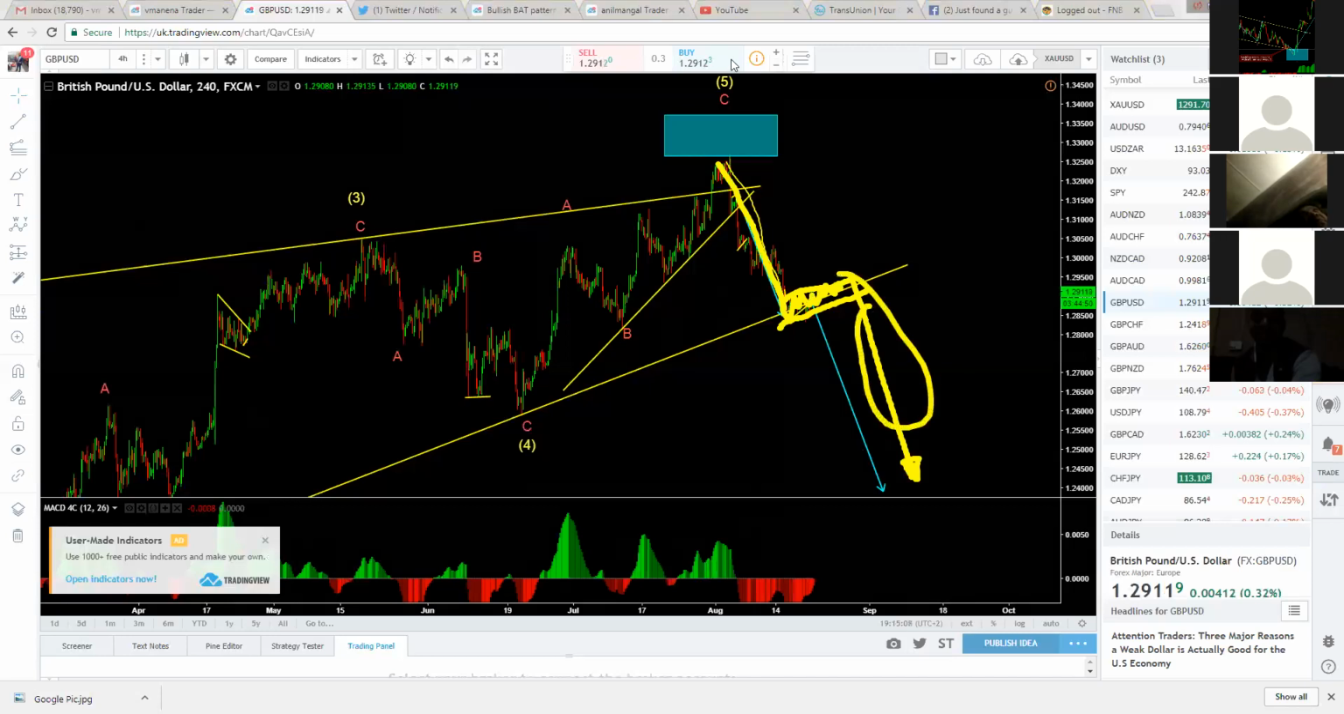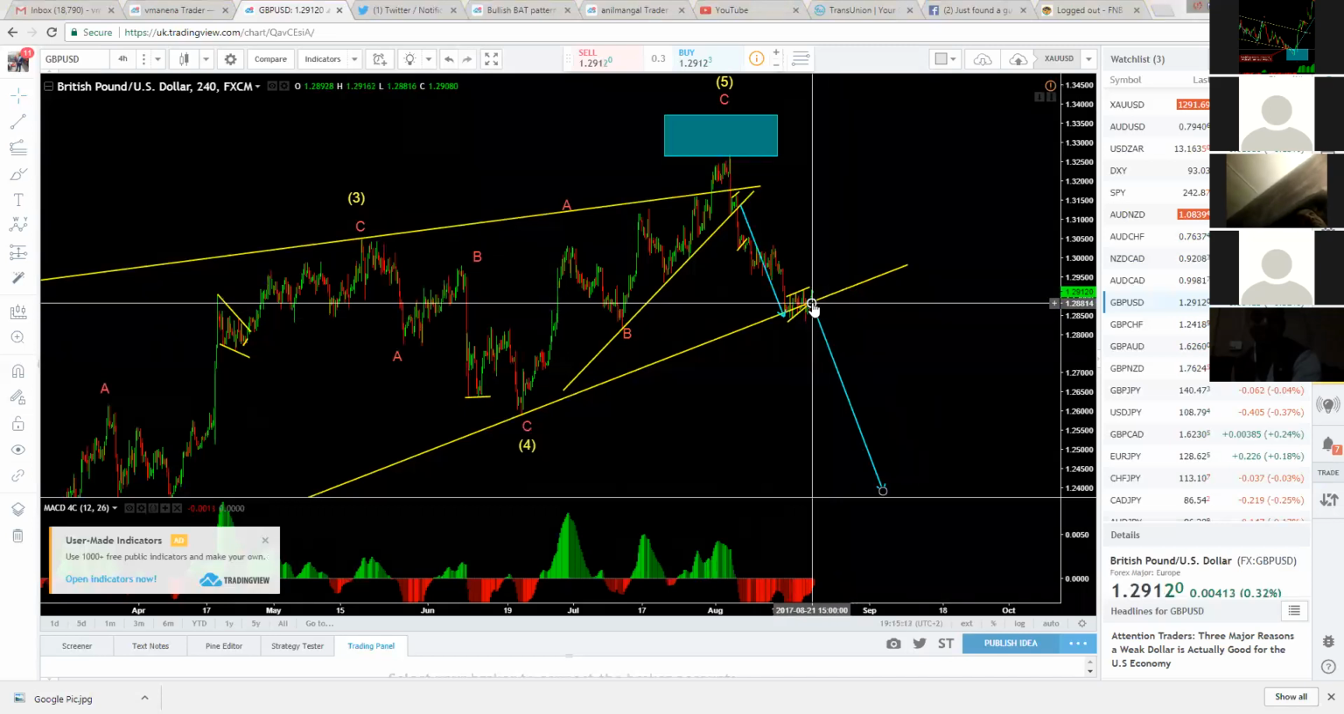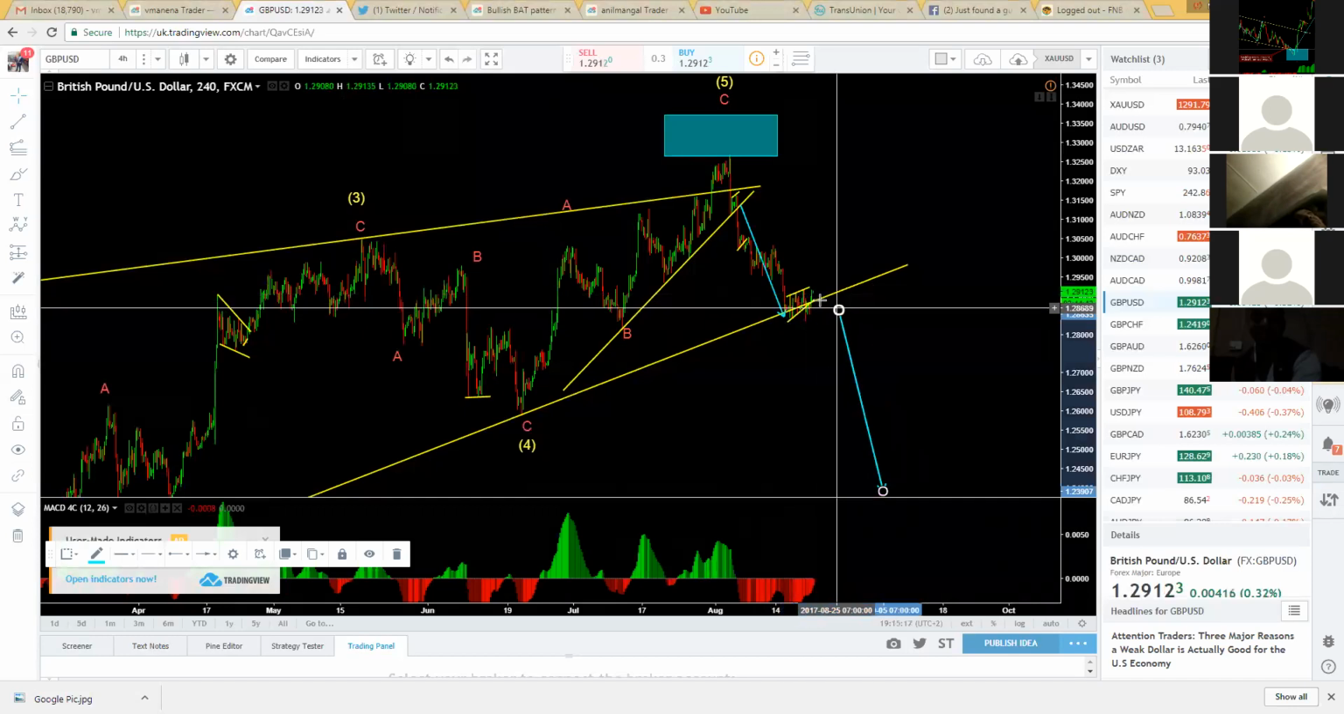This trade, that's what you're looking for. And to get that trade, you need to wait for the break of, you need to wait for the completion of this flag.